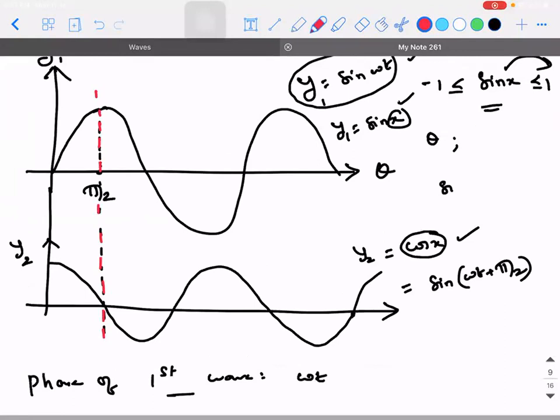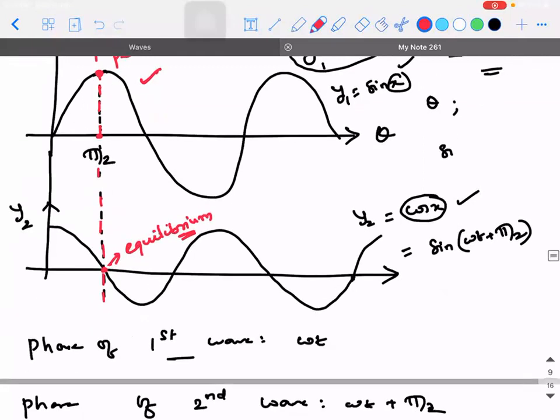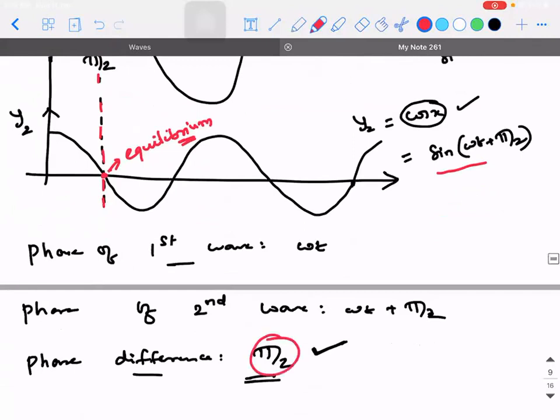I'm trying to do an analysis of these two waves in such a way that, with respect to the first wave, when there is a particle at the peak, with respect to the second wave, where is the same particle present? It is at equilibrium. So what I'm trying to say here is the second wave is leading the first wave by an angle of pi by 2.